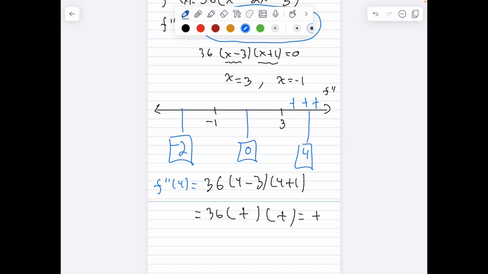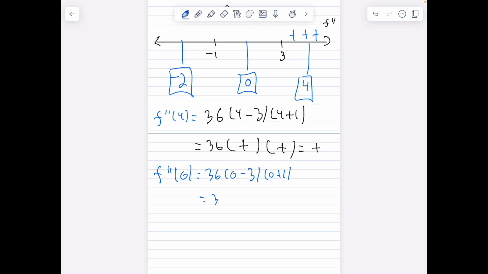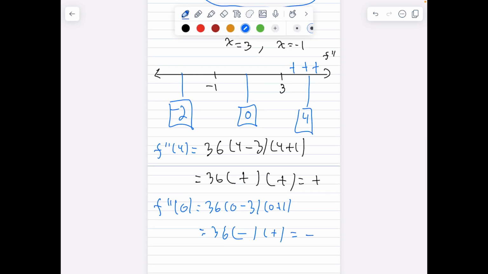When I plug in 0 now, we get 36 times 0 minus 3 times 0 plus 1. This becomes 36, 0 minus 3 is negative, 0 plus 1 is positive. If you prefer to say 0 minus 3 is a minus 3 and 0 plus 1 is a positive 1, totally fine as well. So 36 is positive, times a negative number is a negative, times a positive is a negative, so this is going to be negative, less than 0. So we're going to put a bunch of little minuses here.